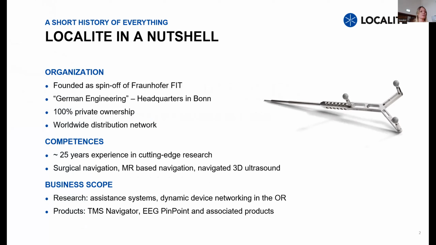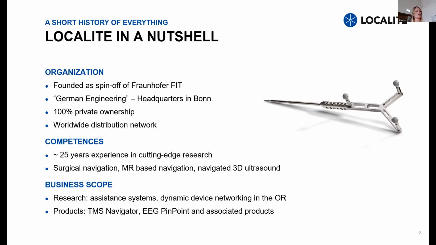Localite was founded as a spin-off of a Fraunhofer FIT, and our headquarters are in Bonn. So we do the classical German engineering. All the software and hardware development takes place in our headquarters. We are 100% private ownership, and we have a worldwide distribution network. We are working now for roughly 25 years in cutting-edge research.